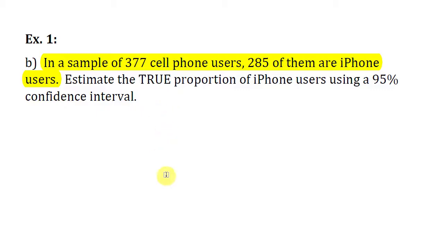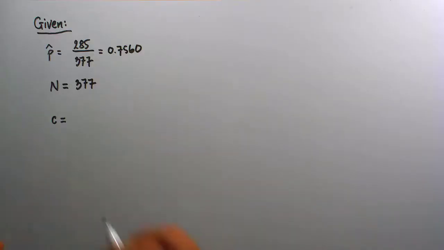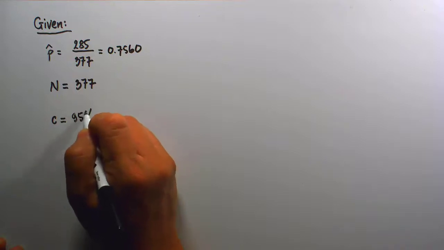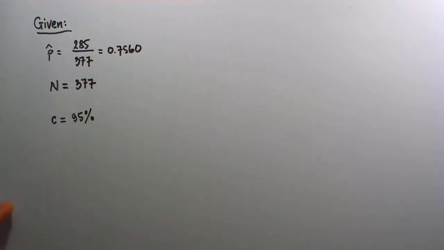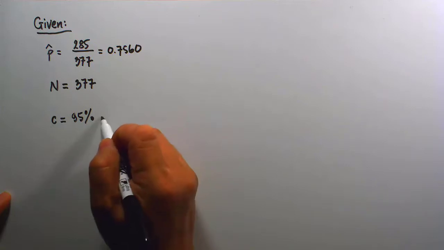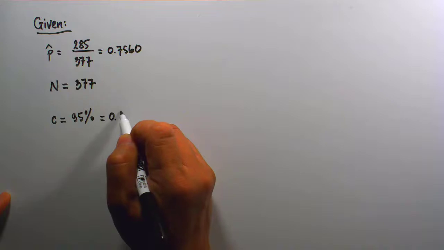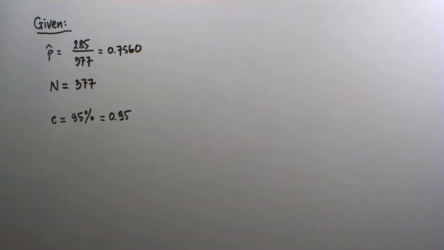So now let's look at the very ending part of the problem here. The problem is asking us to estimate the true proportion of iPhone users using a 95% confidence interval. So this final piece of information indicates that we are given a confidence level of 95%. So lowercase c equals 95. But for calculation, we will be using this percentage as a decimal. So 0.95 is our confidence level.